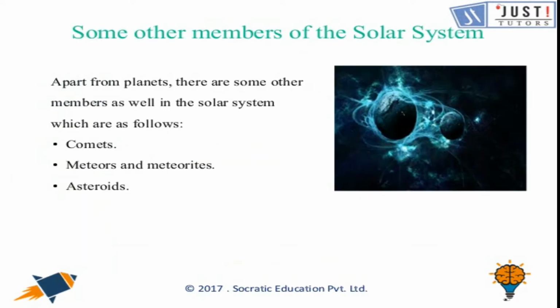Let's move forward towards the next slide and let's talk about some other members of the solar system. Other members which are there in the solar system are as follows. So the first one is comets, the second one is meteors and meteoroids, and the third one is asteroids. Let's move forward and let's learn in detail about each of them.